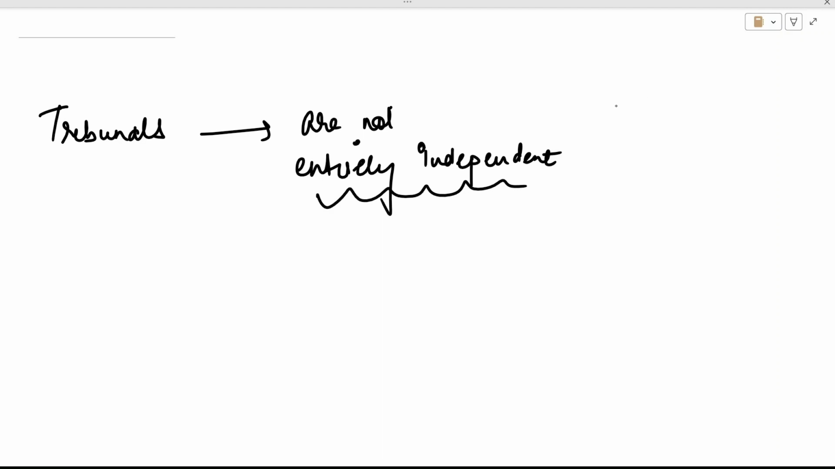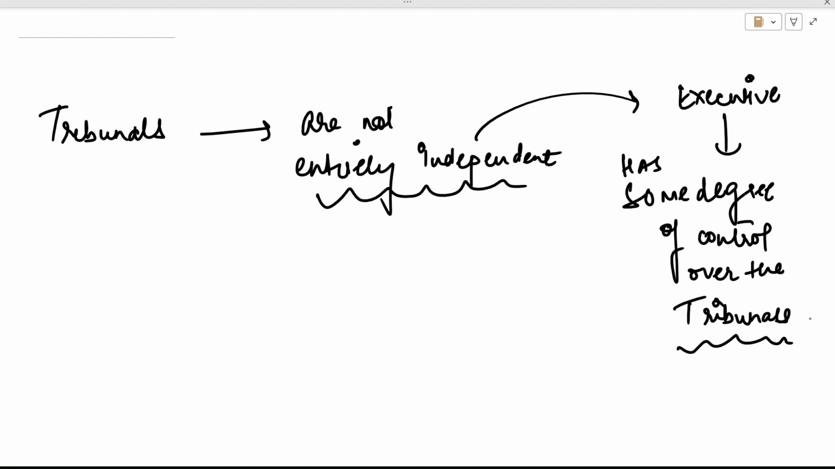And tribunals are what? Tribunals are also quasi judicial bodies. So, tribunals are not entirely independent. Now, what do I mean by this? What I mean is that the executive wing of the government does exercise some degree of control over the tribunals. If you talk about traditional courts, if you talk about Supreme Court, High Courts, the judicial bodies, then for them the executive does not have any degree of control. Executive does not exercise any control.